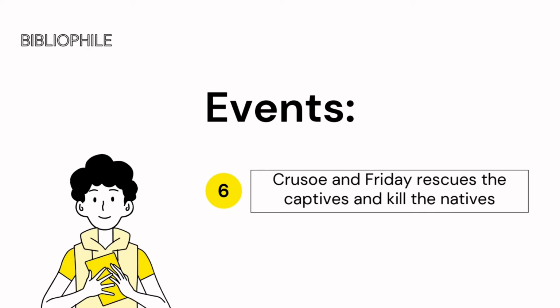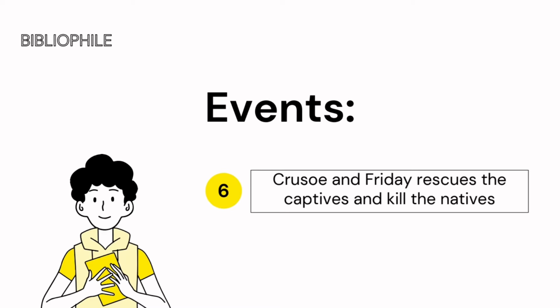The two captives they freed are none other than Friday's own father and a Spanish man. Crusoe sends them both off to the other island in the newly made boat, telling them to free the other prisoners. Meanwhile, a ship arrives at the island.